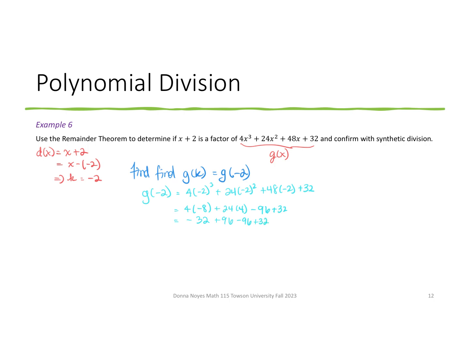So funny thing happened there. Everything canceled out. So g of negative 2 is 0. So we would say here then, our remainder theorem says that x plus 2 is a factor of 4x cubed plus 24x squared plus 48x plus 32.